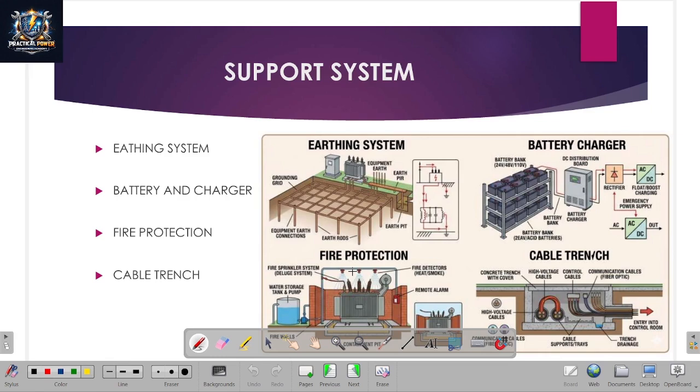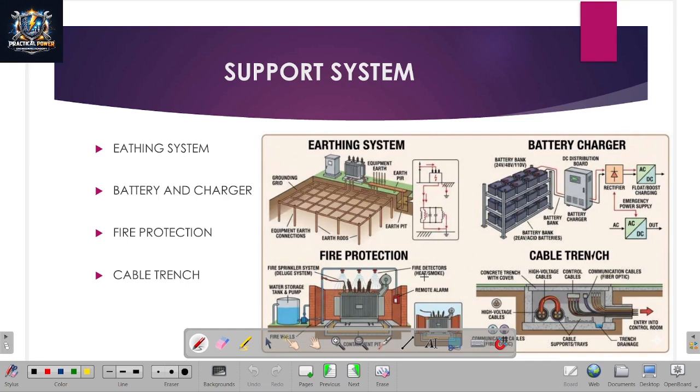And towards the substation, the incoming and outgoing cables are at the cable trench. Through the cable trench, cables are coming to the substation and going out of the substation in different ways. So in course of time, these things will be discussed more deeply and on a calculation basis.